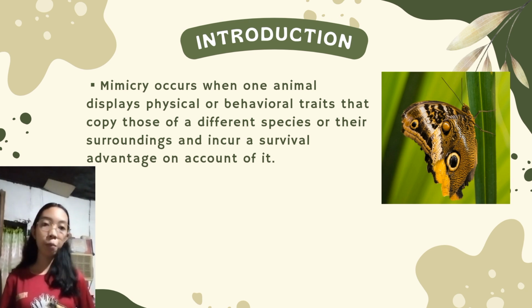So, for example, the harmless king snake has red, black, and yellow bands that make it look like a poisonous coral snake, keeping predators away. Similarly, some butterflies have wing patterns that resemble the eye of a larger animal, scaring off birds.